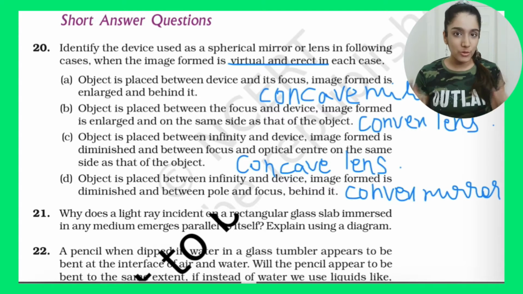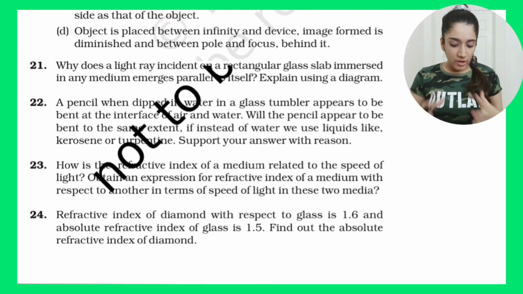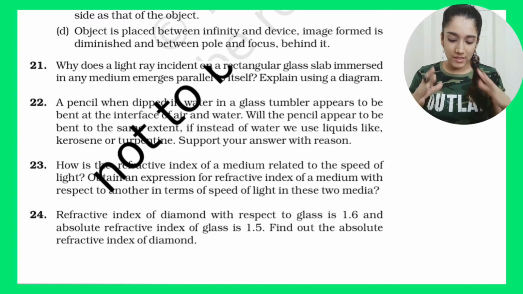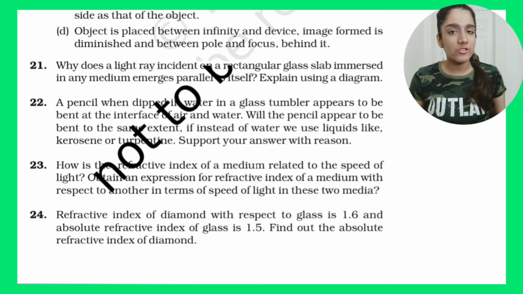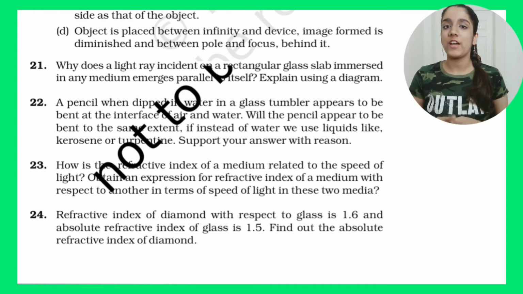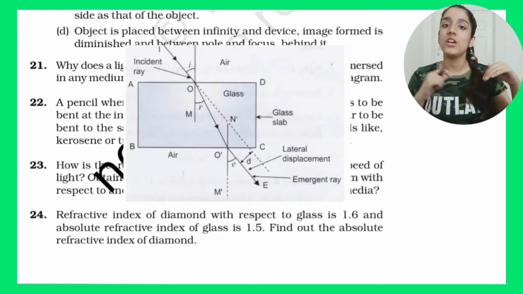Now let's move to 21st question. The 21st question says, why does a ray of light incident on a rectangular glass slab immersed in any medium emerge parallel to itself? Explain using a diagram. So for answering this question, let's remember the diagram of a rectangular glass slab. What was it? That the incident ray is parallel to the emergent ray.